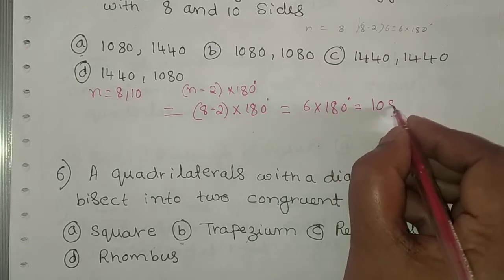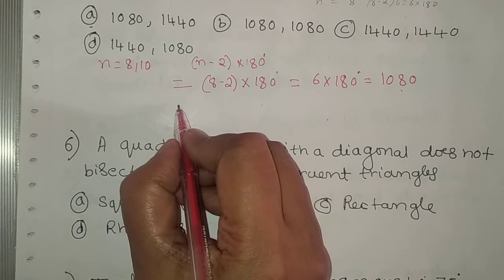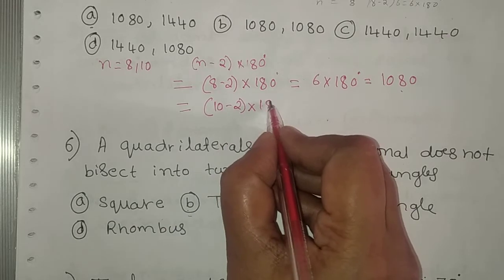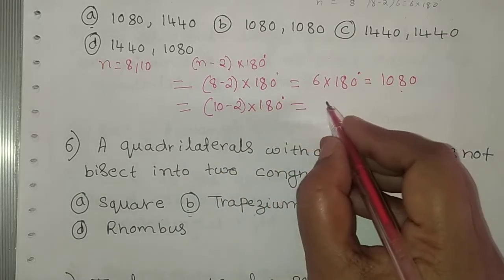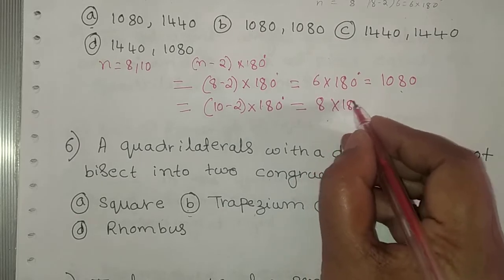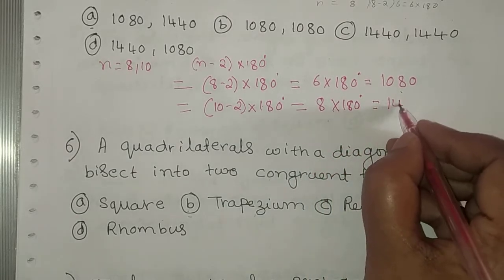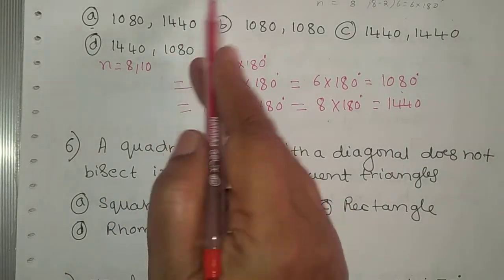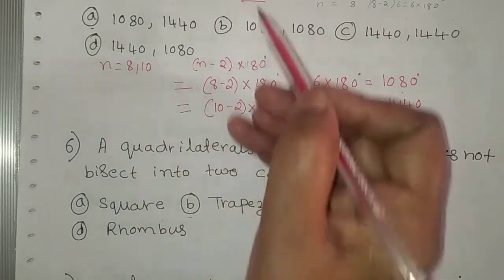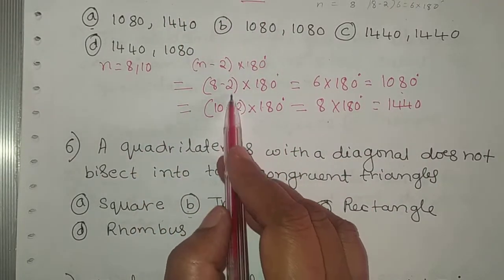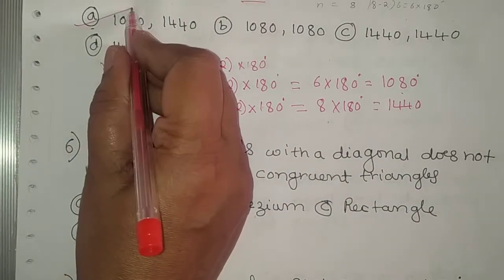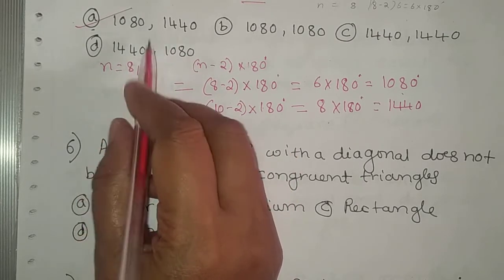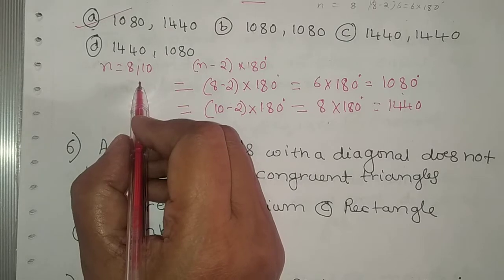That is 1080. Next one, for n is equal to 10, that is 10 minus 2 into 180 degrees, 8 into 180 degrees is equal to 1440 degrees. So here in the options, don't get confused, there are two sides given. That is, one pair of sides are given. For this we have to calculate together. Therefore the answer is this one. So 1080 for n is equal to 8 and 1440 for n is equal to 10.